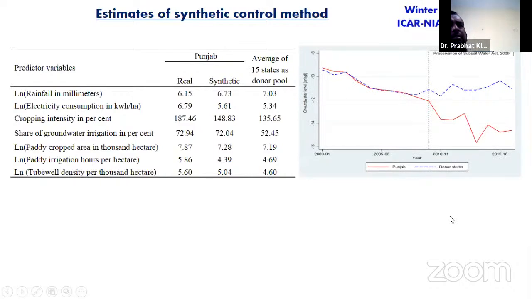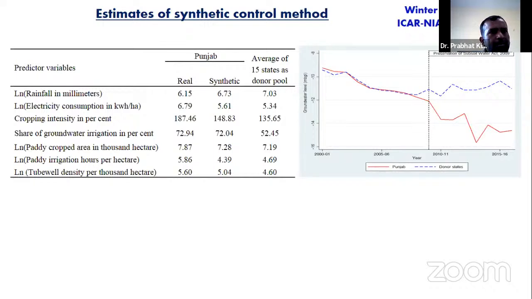And here, two things need to be clarified. The red line is the actual groundwater level of Punjab, and the dotted line is the synthetic Punjab, which we have created from the donor pool. The pre-intervention period is from 2009. What the methodology says is that if you have a better fit before the intervention, with the two tracking each other very closely, then in the post-intervention period you can have a better counterfactual.